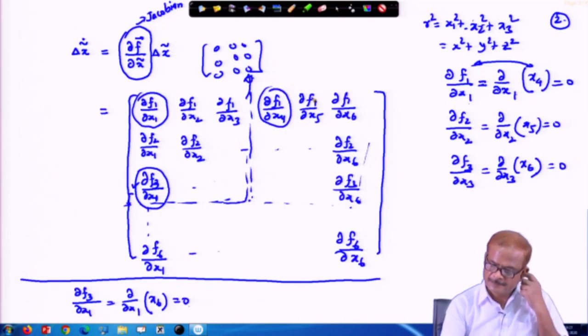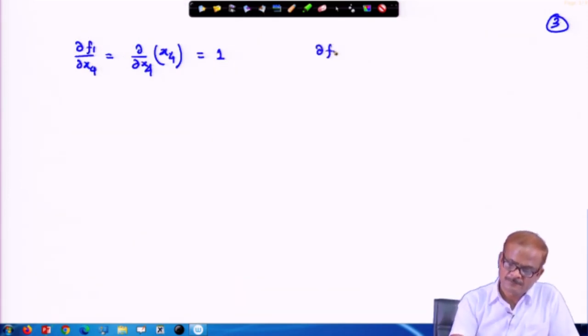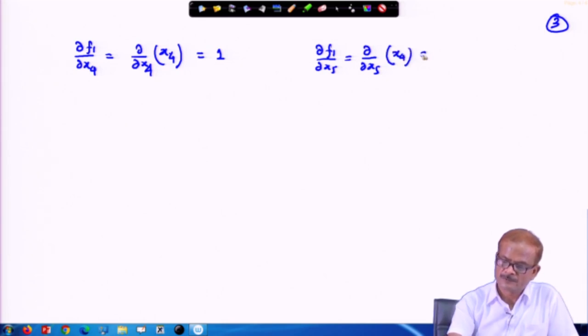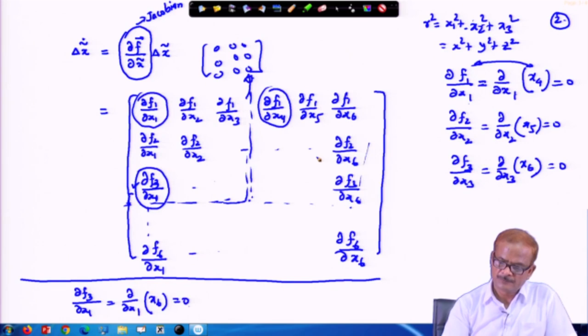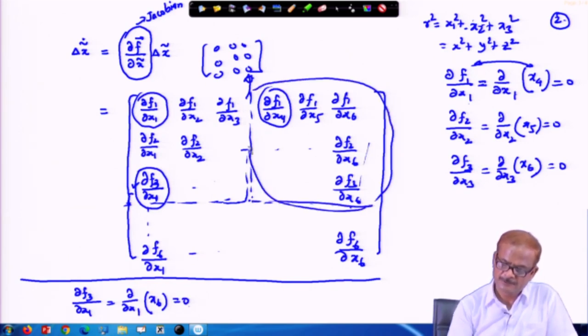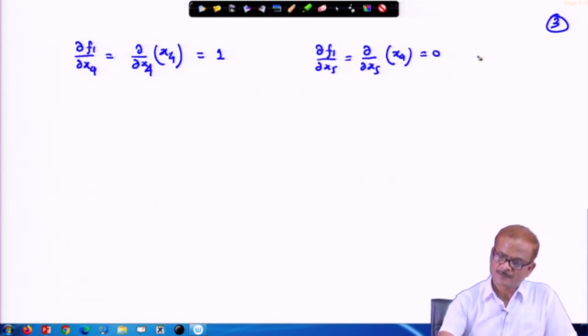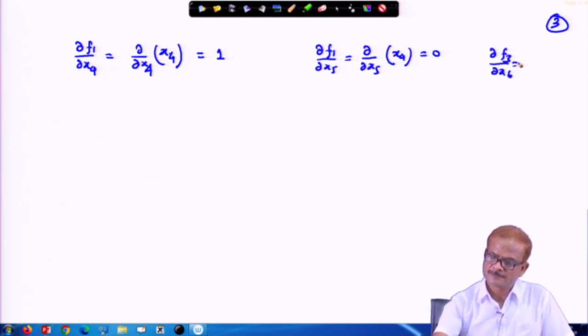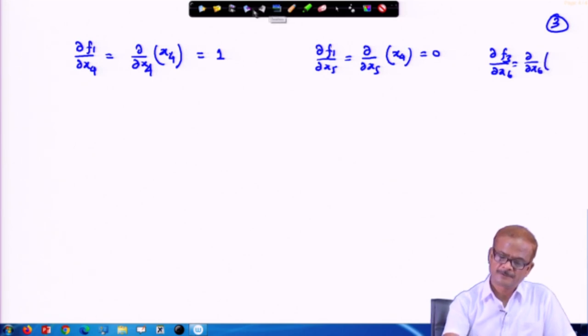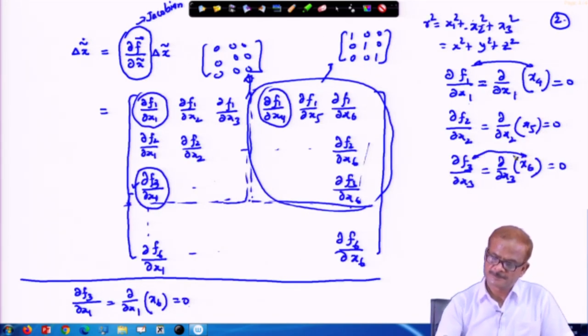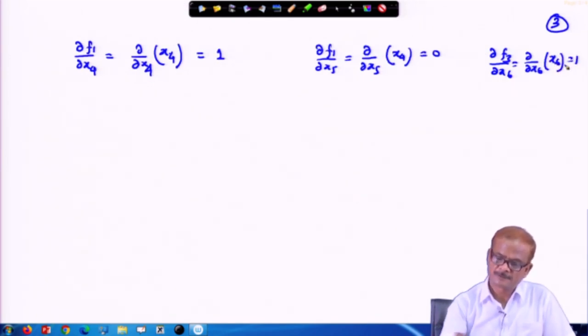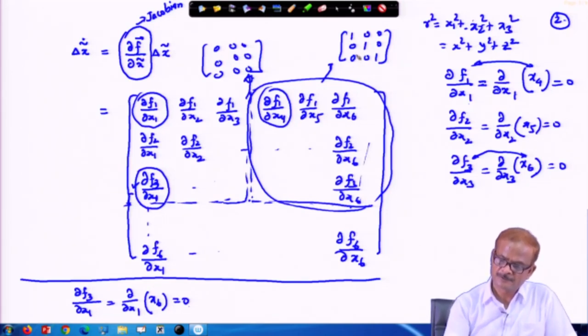Okay. The next element then is ∂f1/∂x5. This quantity is 0. So, if you do this exercise, you will see that this quantity from here to here comes in this format: 1 0 0, 0 1 0. We can check ∂f3/∂x6. f3 is from here, this is x6. So, this quantity is also equal to 1, and the rest of the other quantities of the diagonal terms are 0.